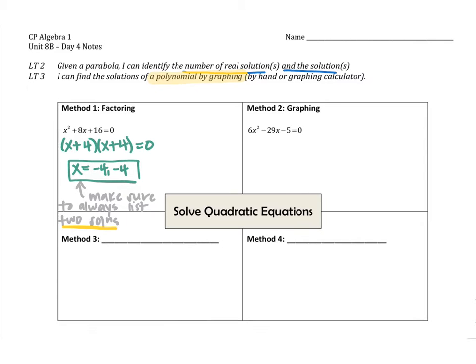I just did an example and hopefully you should feel confident solving it as well. Efficient, I get my two solutions, 2 lines of work. But what happens if I told you to solve 6x squared minus 29x minus 5 equals 0? Because as of right now, the only way we know is factoring.